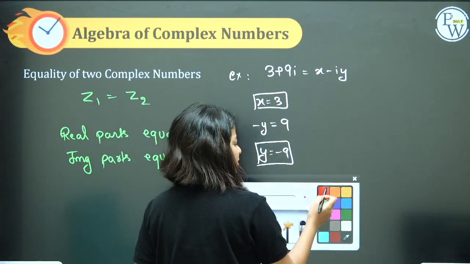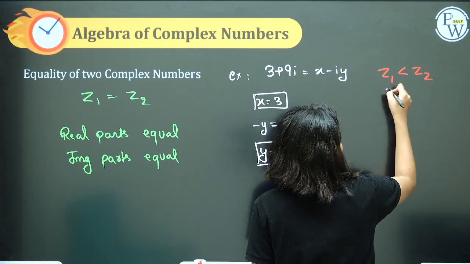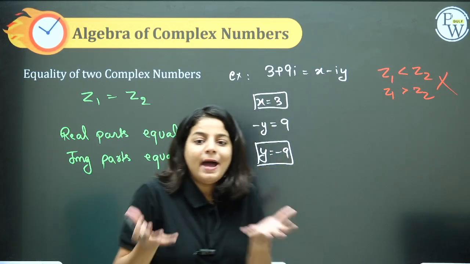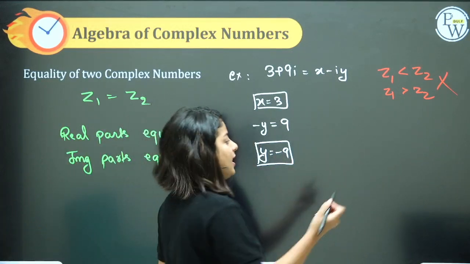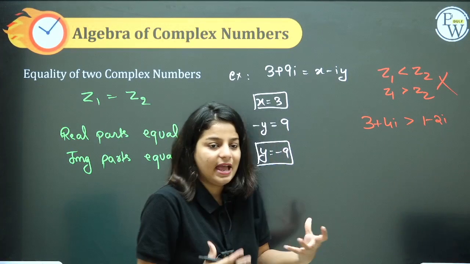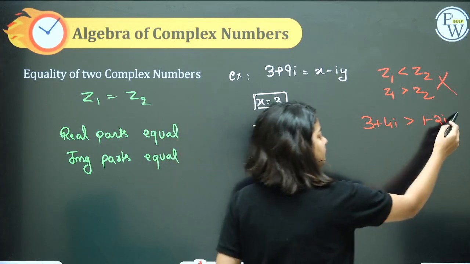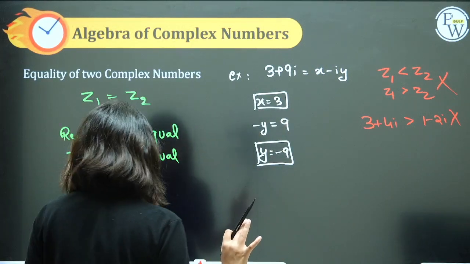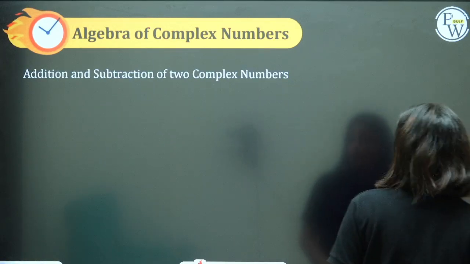The point to be noted here is you cannot have inequality. Like you cannot say Z1 is less than Z2 or Z1 is greater than Z2. There is no parameter to measure the greatness of any complex number. I mean, you cannot say that 3 plus 4i is greater than 1 minus 2i. Although it looks like 3 and 4, positive, will be greater, negative will be smaller, but no. You cannot do this inequality. Complex number is a very fair thing. Always equal. No injustice, no inequality.